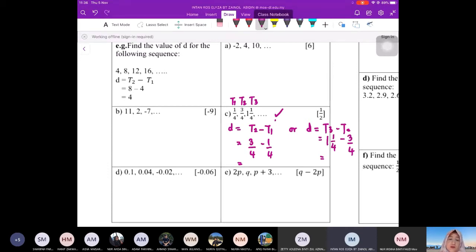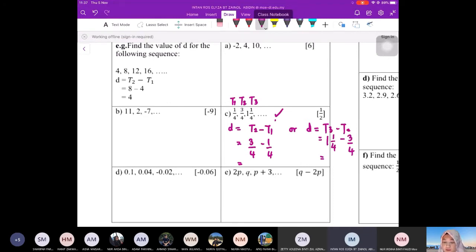Itu cara dia. You have to check on all the D's. Okay, kalau katalah 2 D sama tapi satu tak sama, you terus kata dia is not an AP. Maybe D1 equal to D2 but not equal to D3. You akan kata dia not an AP.